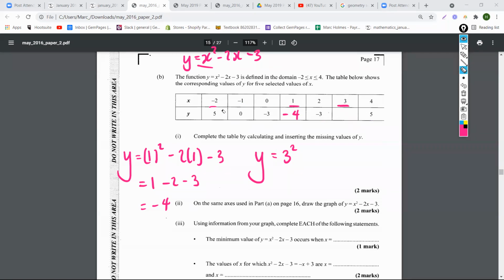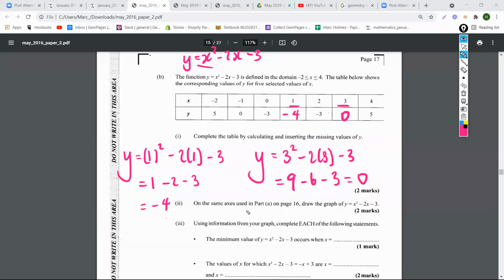Yes, 3 squared minus 2 times 3 minus 3. So this is 9 minus 6 minus 3, and this is going to end up being 0. So this is 0. Cool. So we'll get these values, guys. We'll get the values now, so we'll have all the values for the graph.